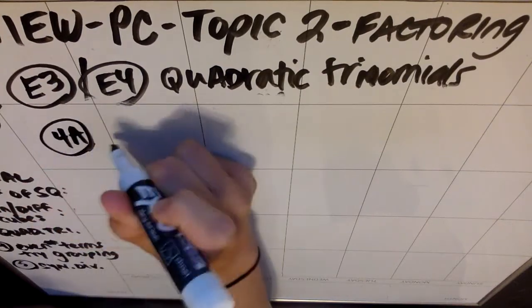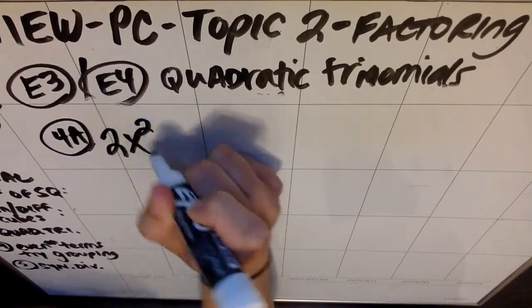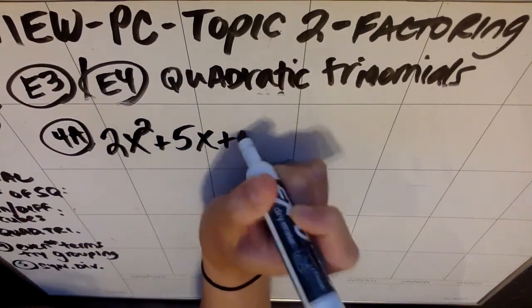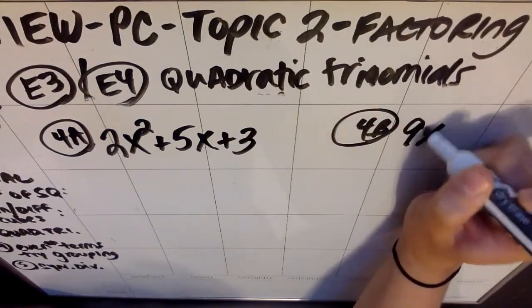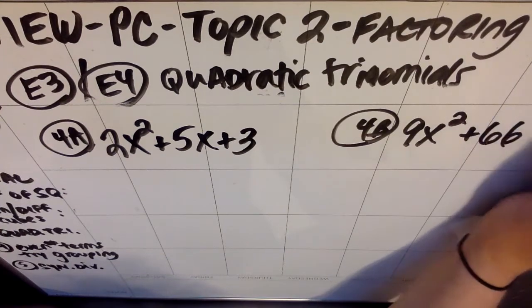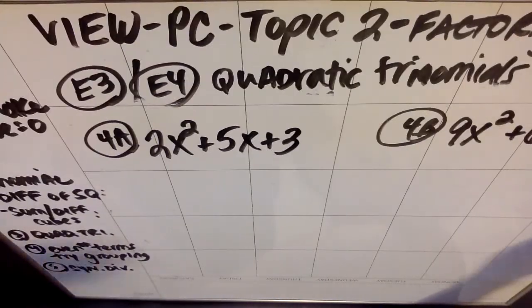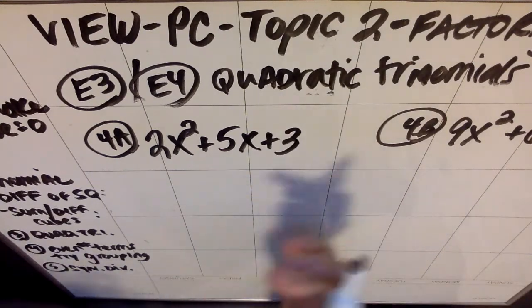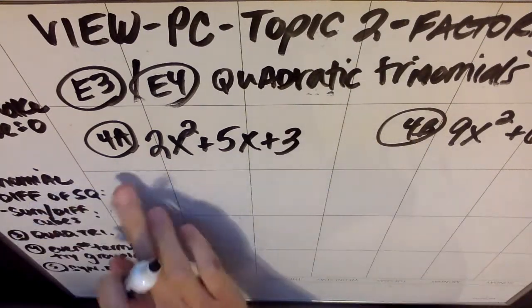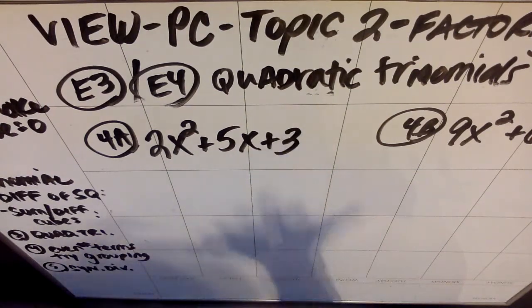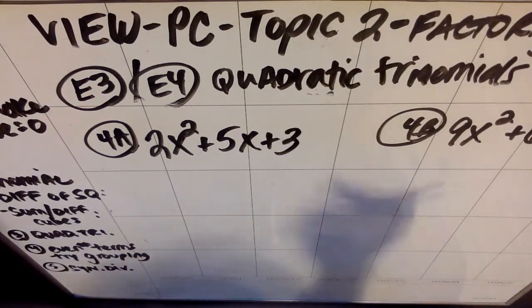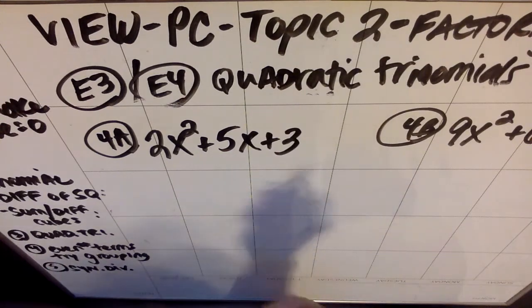Let's do 4a. So 4a is 2x squared plus 5x plus 3. And 4b is 9x squared plus 66x plus 21. Okay, so let's walk through 4a. When I look at this, it's a quadratic trinomial. There is no GCF, right? I can't take a number out of all of these. 2, 5, and 3 are all prime. They don't all have an x. I should have checked that in the last one, but I didn't. My bad. I knew there wasn't a GCF because I wrote the problem.